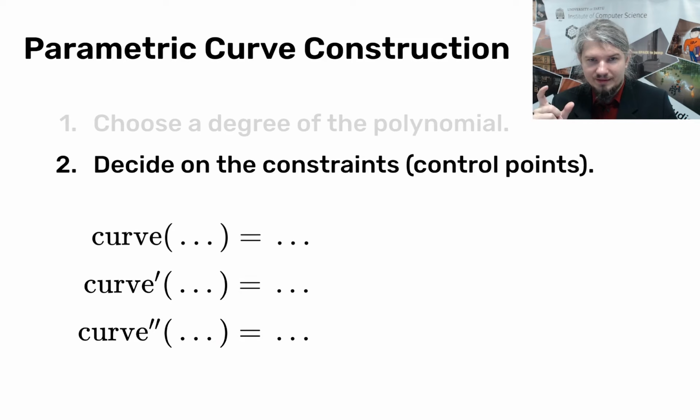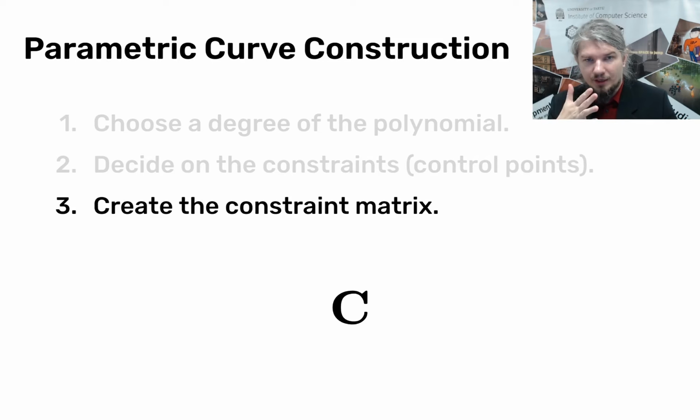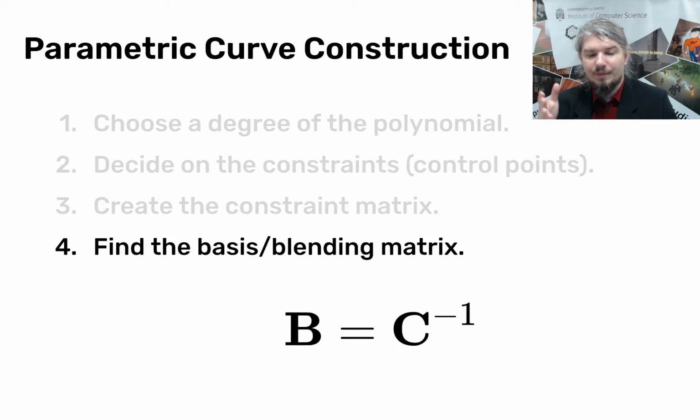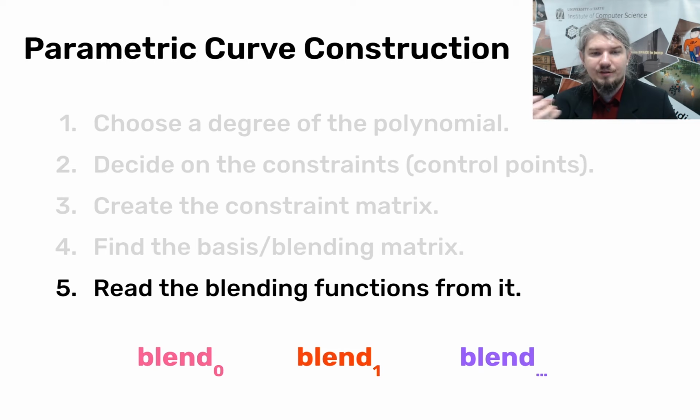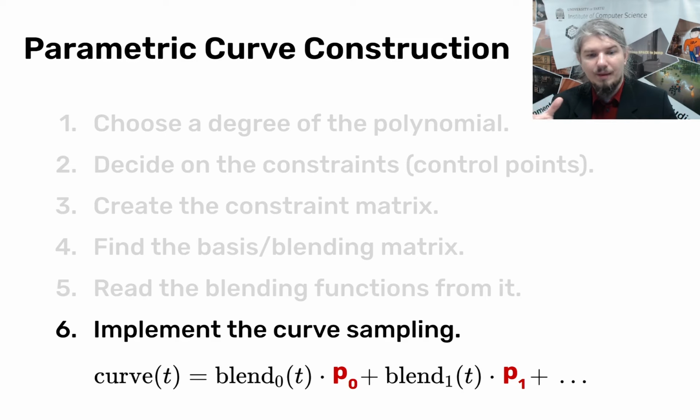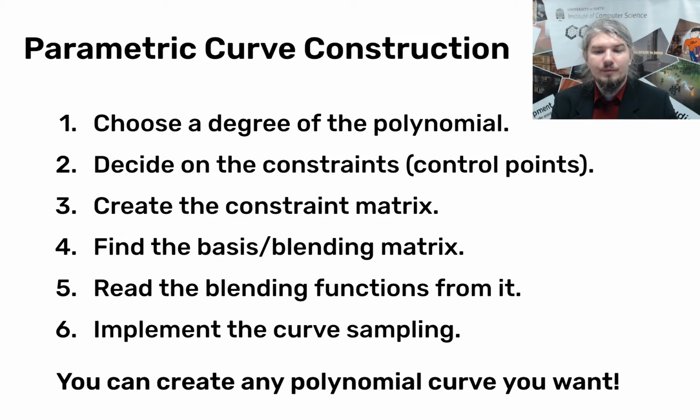Do you need the curve to pass some specific values? Do you need its derivative to be a specific value at a certain location, or maybe the second derivative has a constraint? Then create the constraint matrix. You just write out the equations for the constraint and create a matrix from that system. Next, find the basis or blending matrix by taking the inverse of the constraint matrix. And then you read out the blending functions from the blending matrix, just the columns of that matrix. You use these to implement your blending functions, and then you can send in different values for t from 0 to 1, and you will get the curve that satisfies your constraints. With this, you are able to create any polynomial curve that you want.